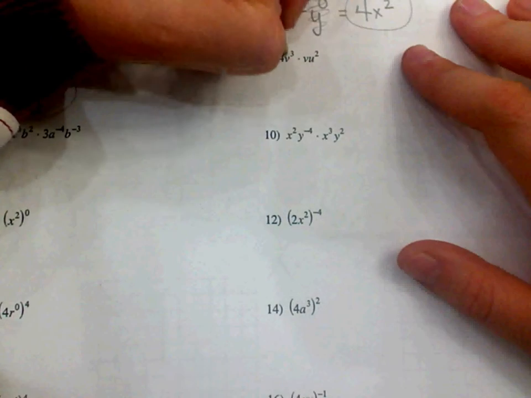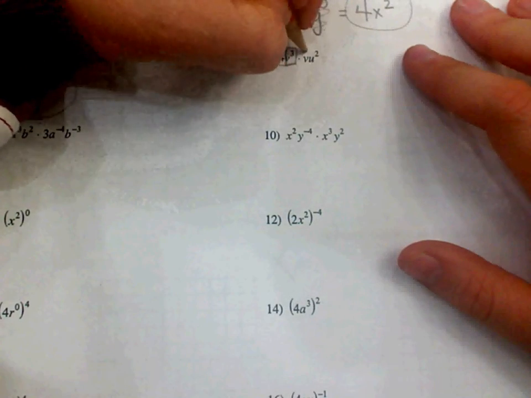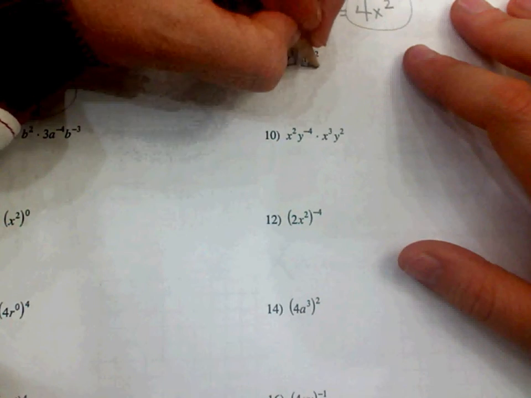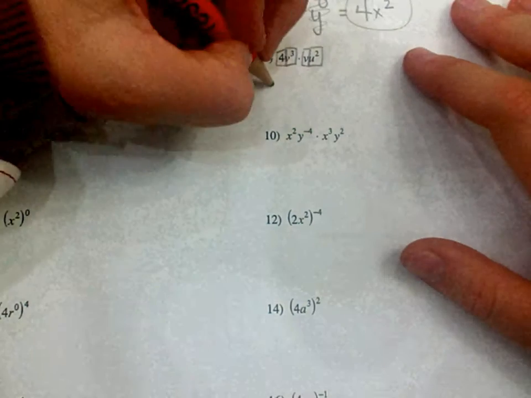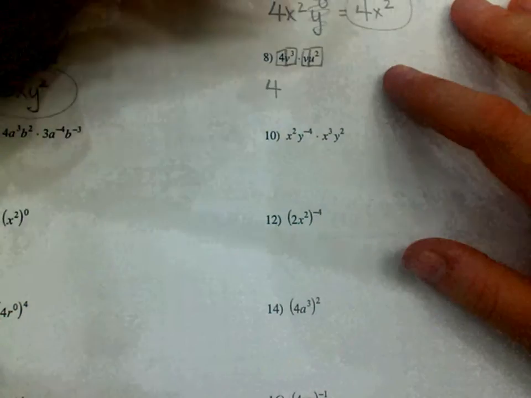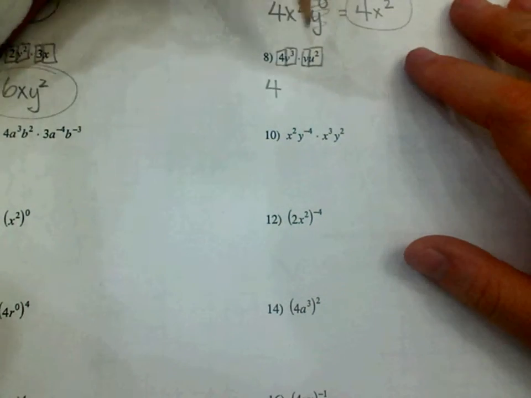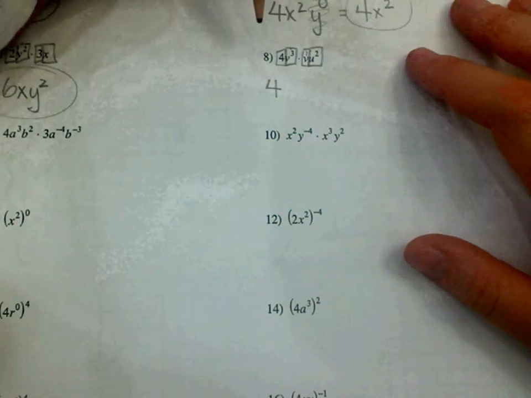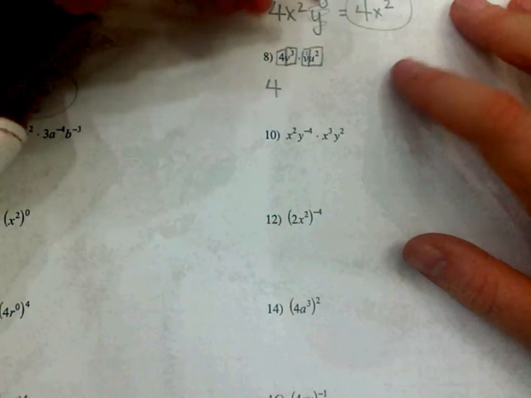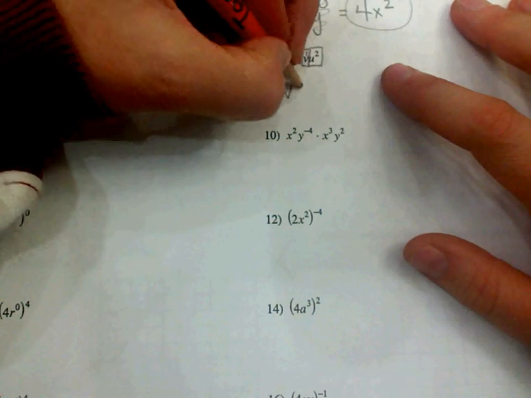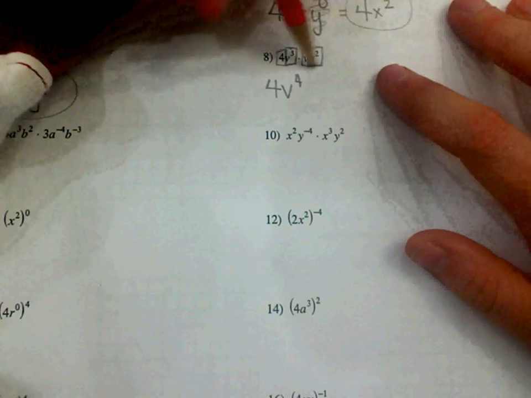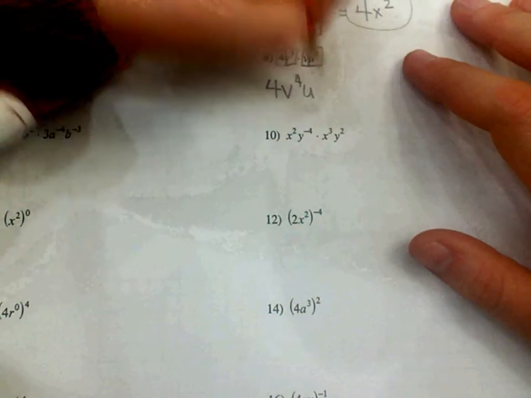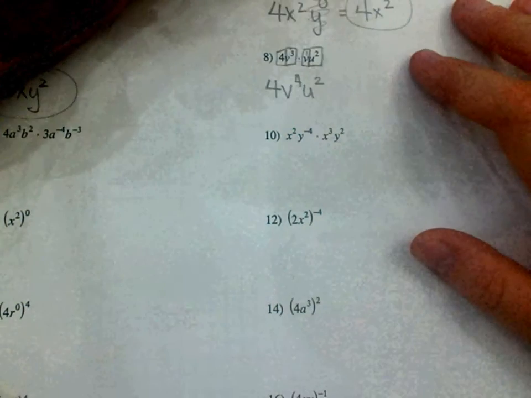Okay, number 8. Okay, so 4 times 1, really, it's just 4. And then you have a v to the third power times v to the first power. So that becomes v to the fourth power, 3 plus 1. And then u is all alone, doesn't have anybody to go with, so it stays u to the second power.